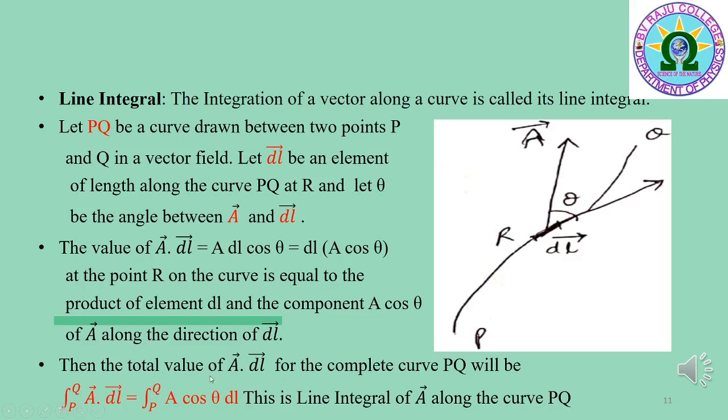Then the total value of A bar dot dl bar for the complete curve PQ will be integral P to Q A bar dot dl bar, that is equal to integral P to Q A cos theta dl. This is called the line integral of A bar along the curve PQ. The line integral is used to define curl of a vector field. The curl of a vector field is defined as the maximum line integral of vector field A bar around the boundary of a surface of unit area.